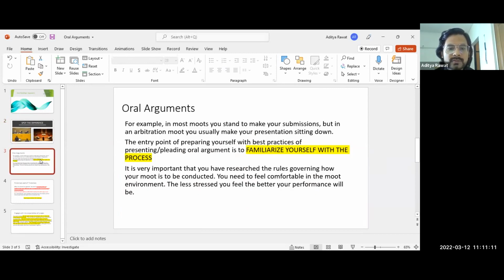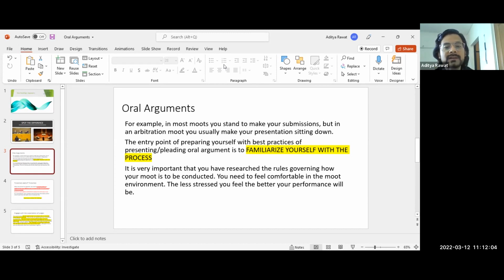Now, when we talk about oral argument, as somebody who has experience of pleading as well as researching, I would say that the entry point of preparing yourself with best practice is to familiarize yourself with the process. It is very important that you have researched the rules governing how your moot court is to be conducted, considering that there is a plethora and diversity of procedure. The reason I'm harping on this is that you need to feel comfortable in the moot court environment. There is already a lot of onus and stress. One way of gathering courage and making yourself confident is how familiar you are with the process.